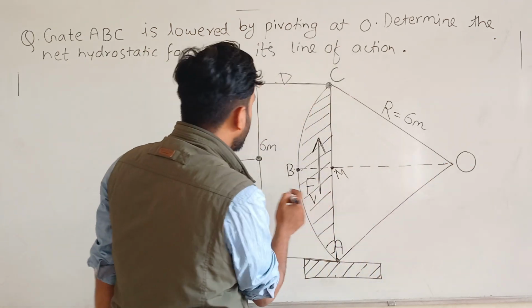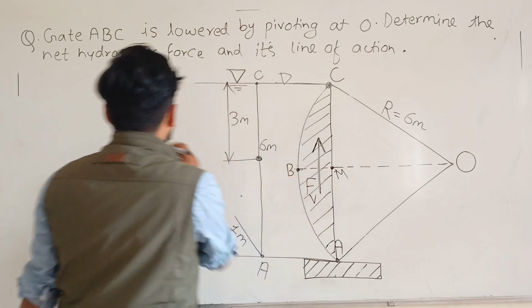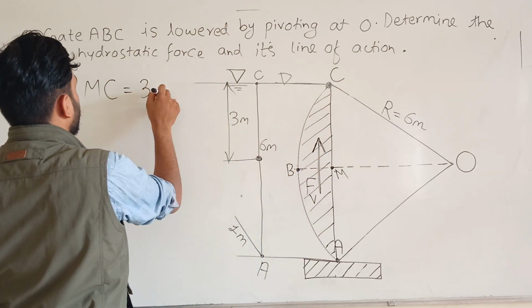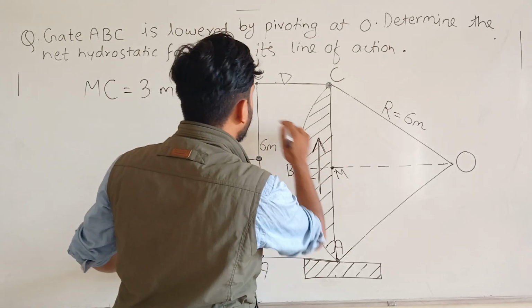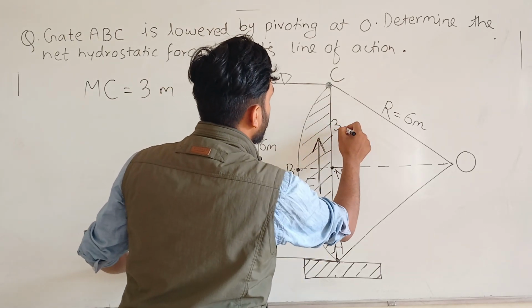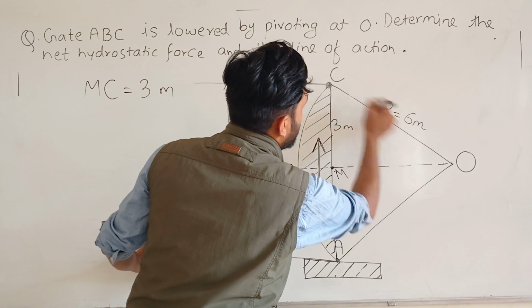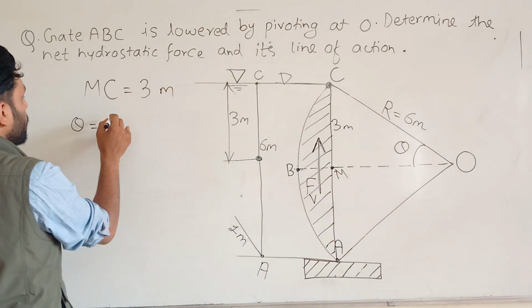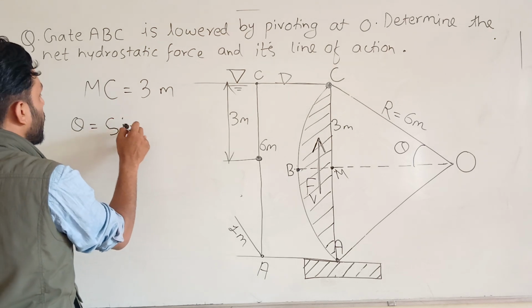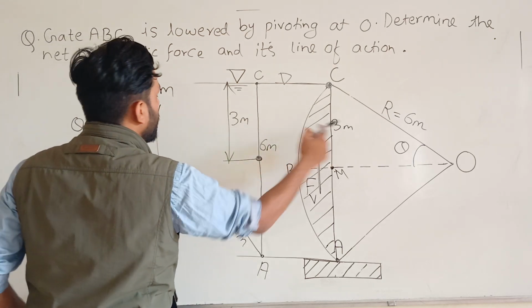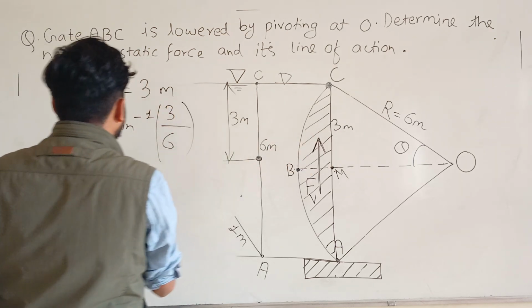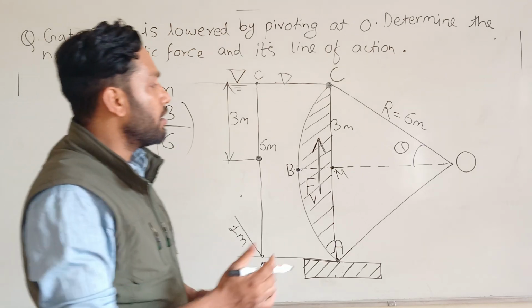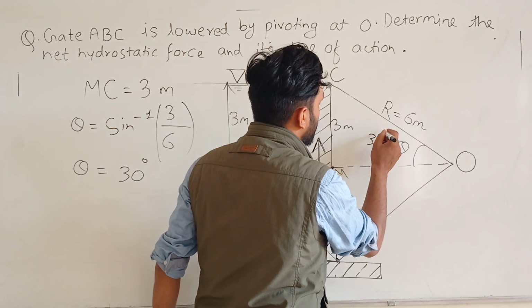To find the area of the triangle, how much is YMC here? YMC is equal to 3 meter, half of this 6 meter. And this is 6 meter. So you can easily find out theta. Theta is equal to sine inverse P by H, P means 3, H means 6. If you do this, you get theta is equal to 30 degree.